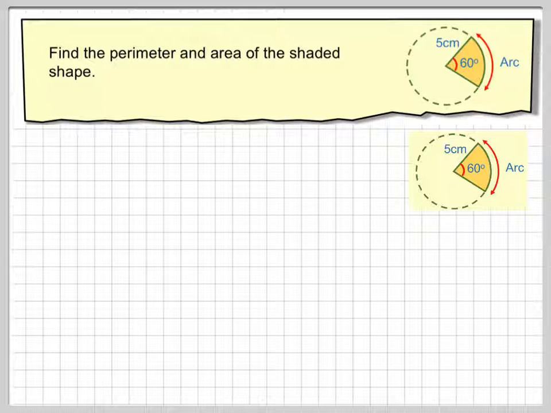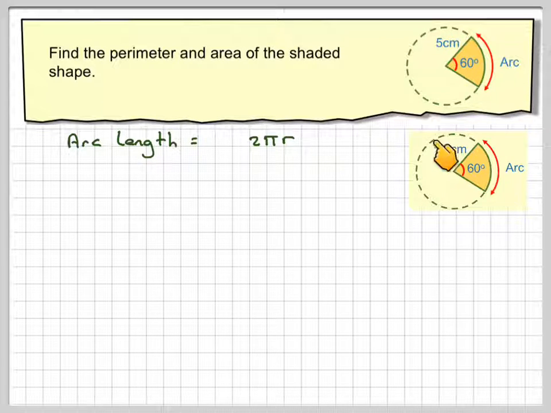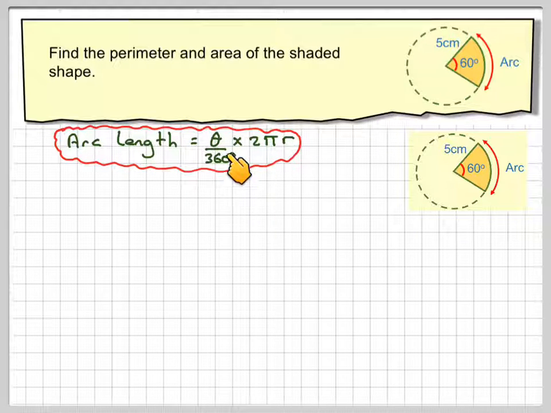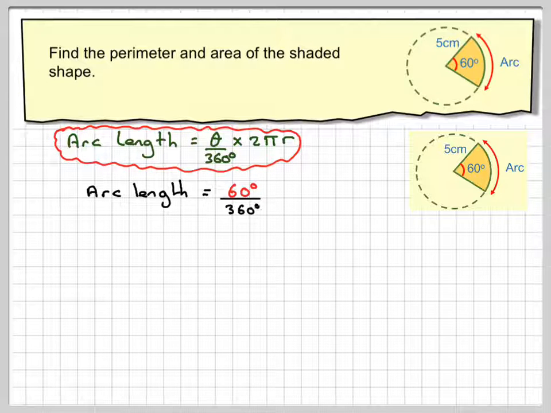So the arc length. Now the arc length, well, we know that the circumference of a circle is 2 pi r, but this is some fraction of the length of the circumference of a circle, and the fraction is going to be the angle subtended at the center, which we call theta, and divide that by 360. So in this example we've got 60 over 360, so this is 1/6 of the circumference of the circle, and then we just do 2 times pi times 5.